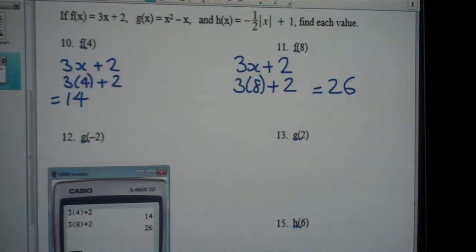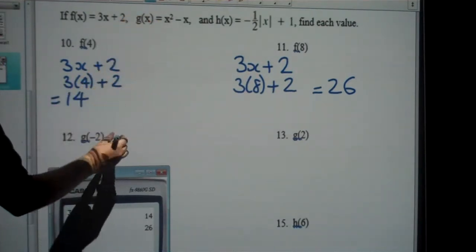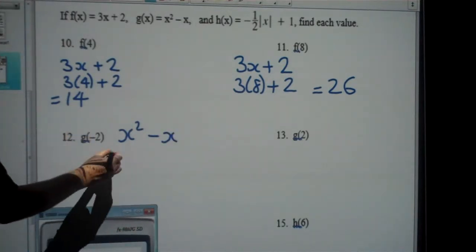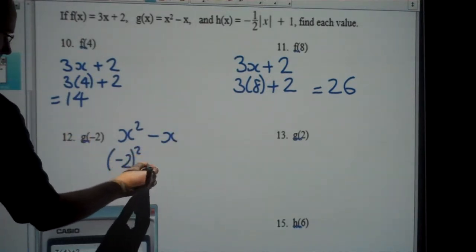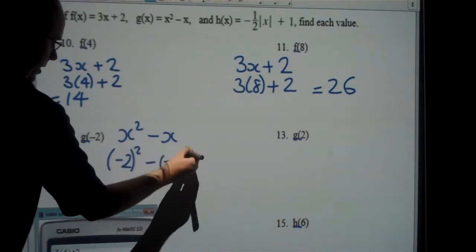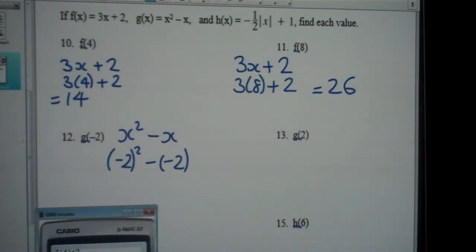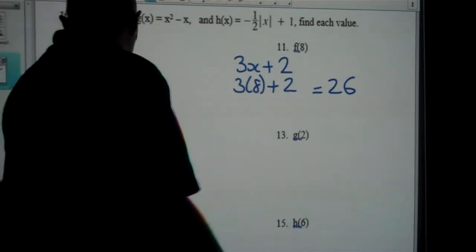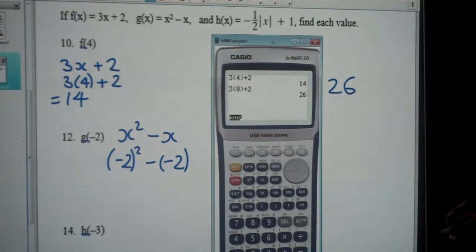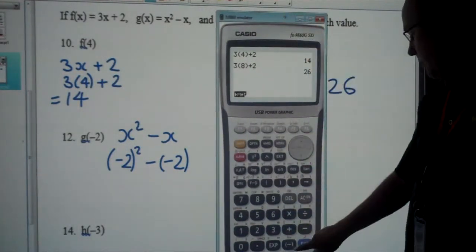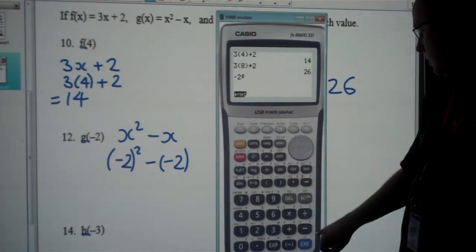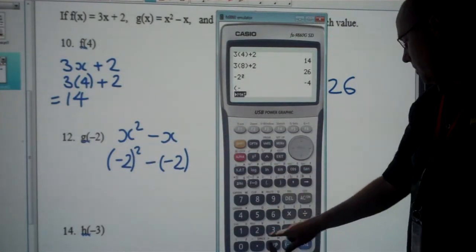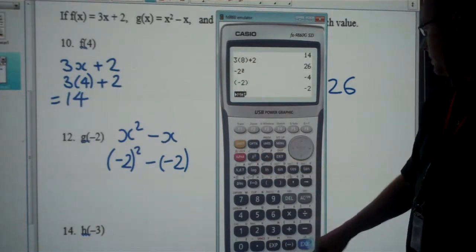Okay, the next one says g of something, so I'm going to use the function for g here. So where it says x squared minus x, I'm going to plug in negative 2. So (negative 2) squared minus x, where x is negative 2. Now I've got a lot of parentheses here to try and avoid making mistakes. Particularly for this one, a lot of people messed up on their Unit 1 quiz. What a lot of people did is, without the parentheses, they just put negative 2 squared. When actually there's supposed to be parentheses here, and if I put the parentheses in, you can see that I actually get a different answer.